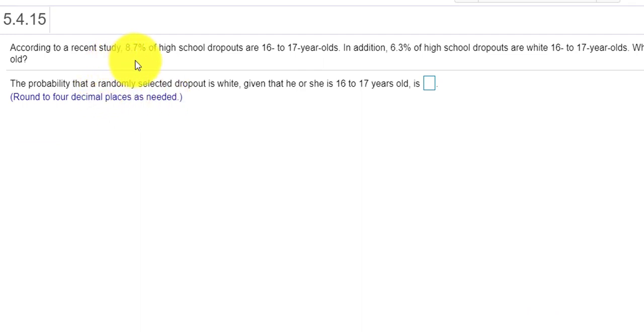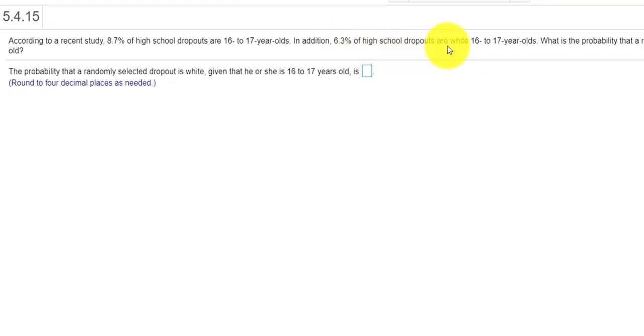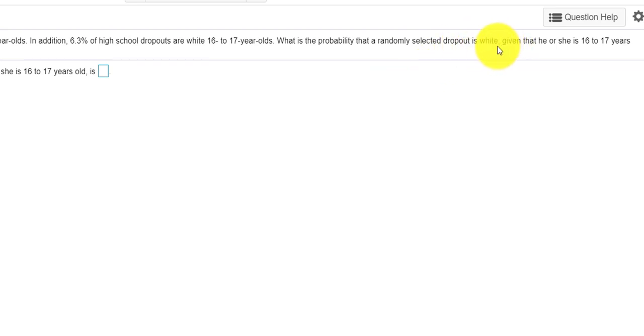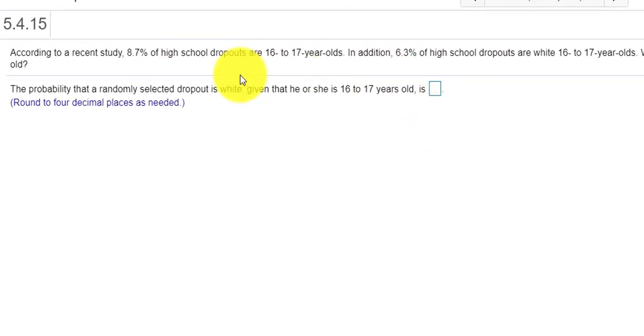Okay, so we have a recent study. 8.7% of high school dropouts are 16 to 17-year-olds. 6.3% of high school dropouts are white, 16 to 17-year-olds. What is the probability that a randomly selected dropout is white, given that he or she is 16 to 17 years of age? So this is the given, which is on the bottom, right? The 8.7% of high school dropouts are between 16 and 17.